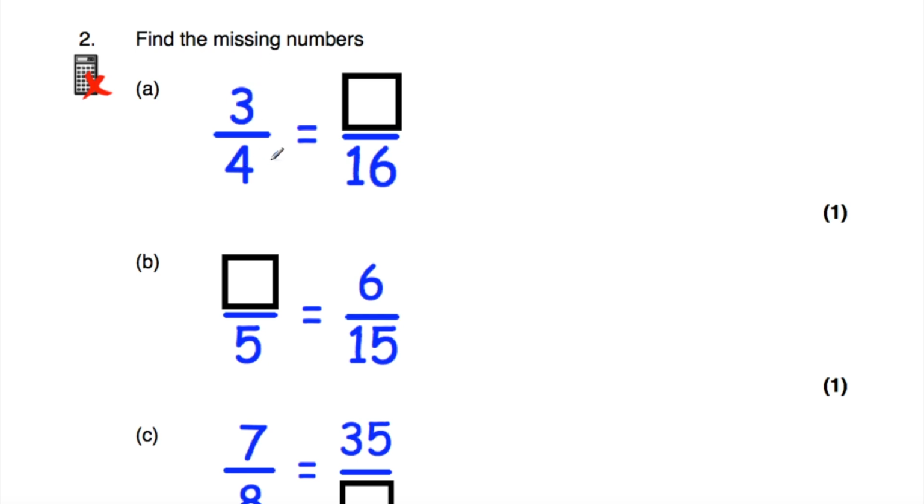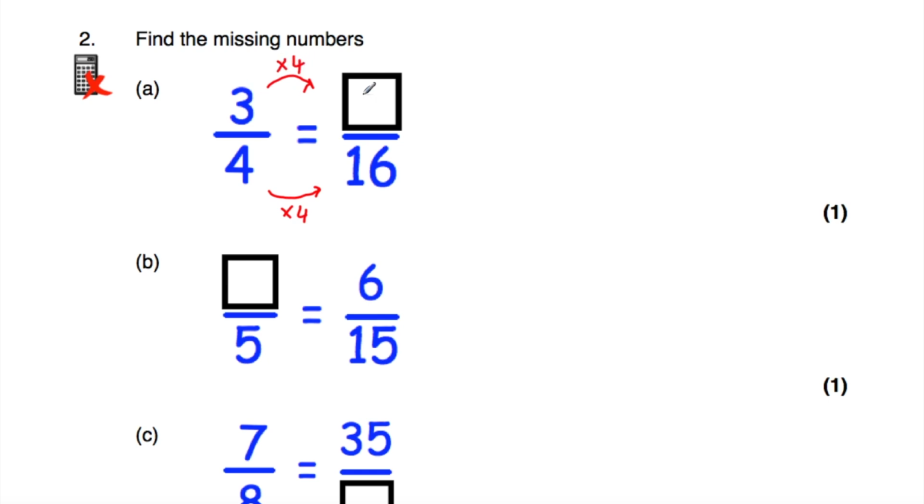So we've got 3/4 equals blank over 16. So these are equivalent fractions, so what we want to do is find out what this numerator is. Now remember, whenever we're dealing with equivalent fractions, what we do to the denominator, we must do to the numerator, or what we do to the numerator, we must also do to the denominator. So to get from 4 to 16, we would multiply by 4, because 4 times 4 is equal to 16. So that means we must also multiply this numerator by 4, so we're going to do 3 times 4.